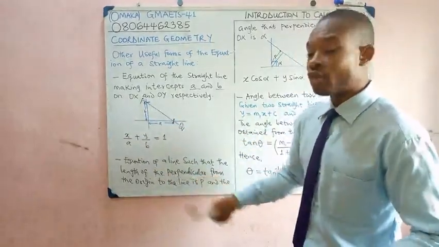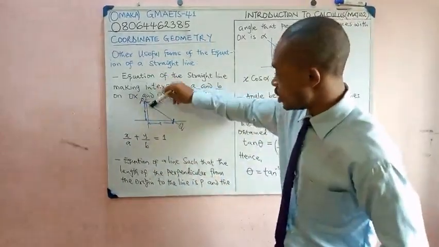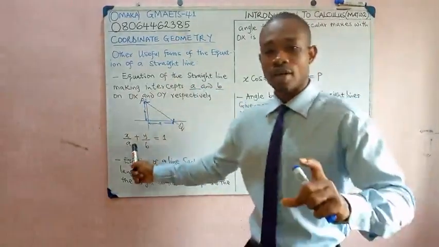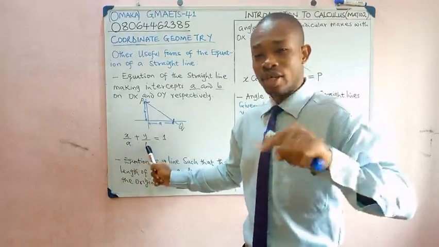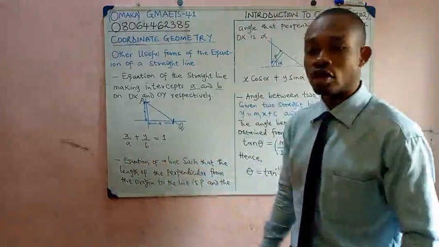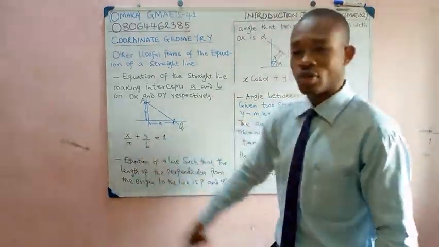Is that okay? Now to get the equation of this line PQ that made this intercept on both axes, look at the formula. It's going to be x divided by a, the intercept on the x axis, plus y divided by b, the intercept on the y axis. Everything equal to what? 1. So you have to memorize this equation as well too.